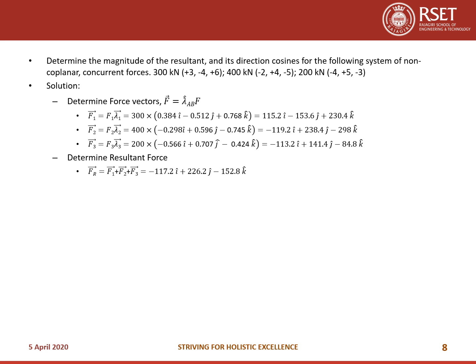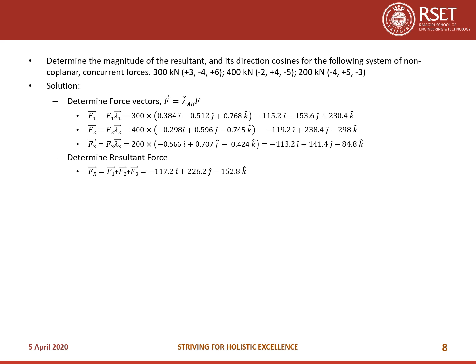You add all the i components, right? So 115.2 minus 119.2 minus 113.2 will give you minus 117.2 i. Similarly, you add up all the j components, you will get 226.2, and when you add all the k components, you will get 152.8. So that gives you the resultant force vector.